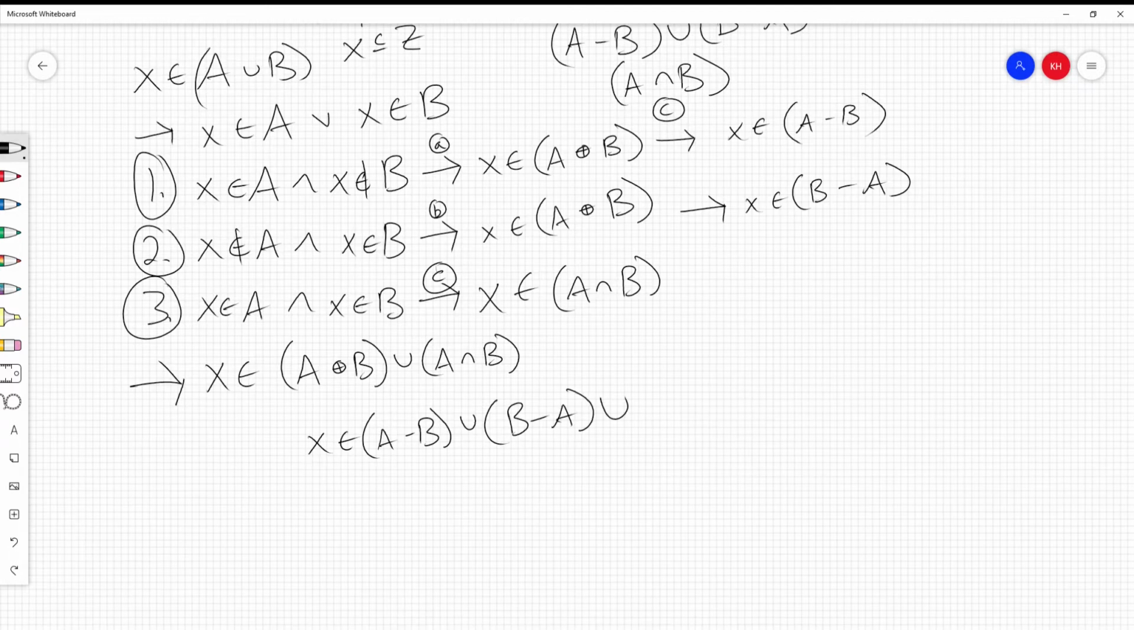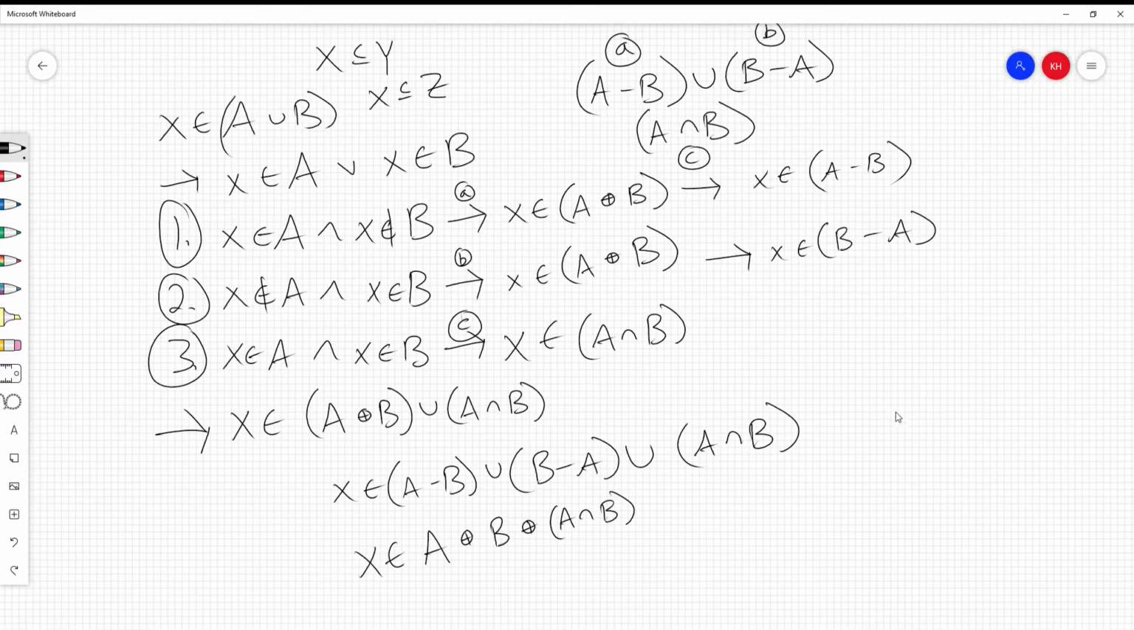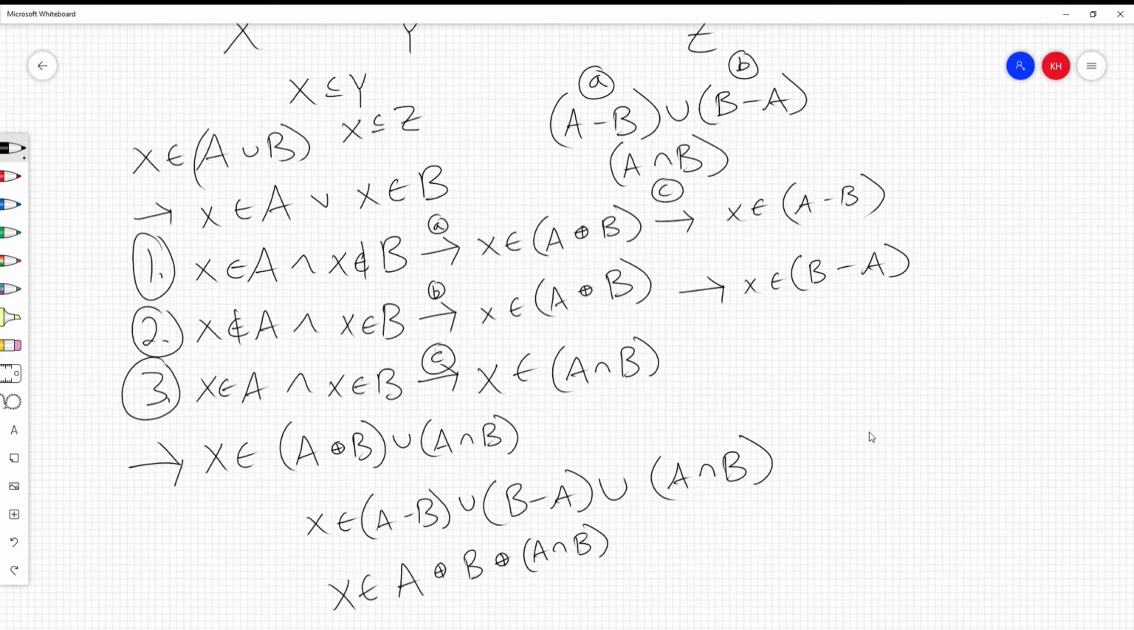Additionally, with A intersection B, that if it can only satisfy one of these at a time, then we've also proven that X is an element of A symmetric difference B, symmetric difference of A intersection B, right? And that's kind of what's happening here. Only one A, B, or C can be satisfied at a time in this situation. So in this case, we have proven for that problem. On to the next one.